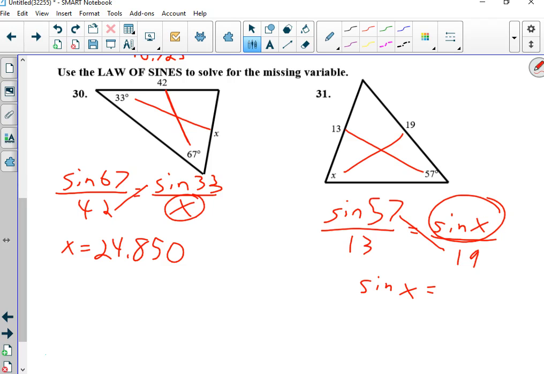I apologize. I forgot. I told one class, and I didn't tell the other one, you need to switch these. Because otherwise it doesn't work. The decimal you come up with does not work. Sorry. Sine of 57 over 19 equals sine of x over 13. When you do that, you get the proper decimal of 0.5738. Now you type in inverse sine 0.5738, and you get 35 degrees. Don't forget the degree symbol when you're doing degrees.